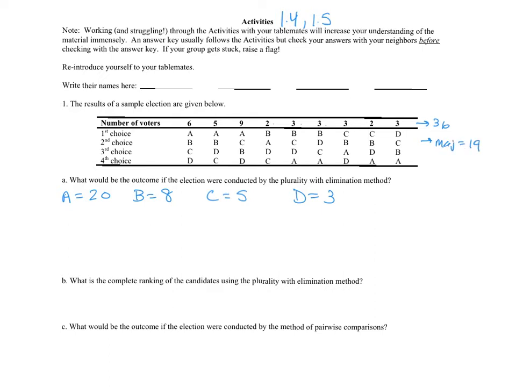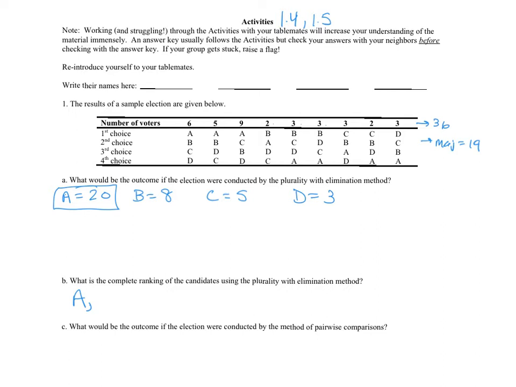Okay, so does anybody already have a majority? Yes, candidate A has a majority, so candidate A is the winner. Okay, so then it's a very simple method when someone has a majority. A is the winner. Now, to determine the complete ranking, we do know A wins, but to get the rest of it, we can't just rank based on points. We have to do plurality with elimination.